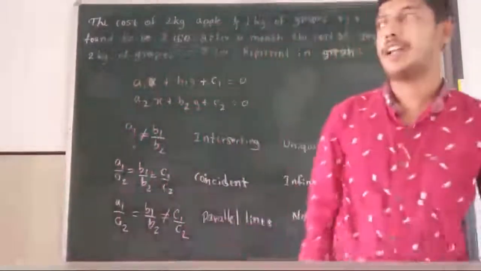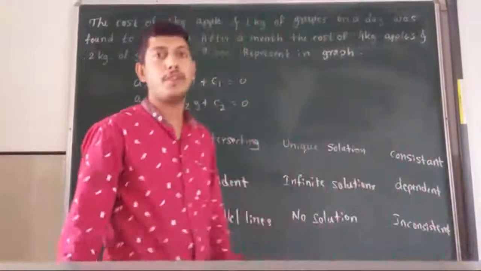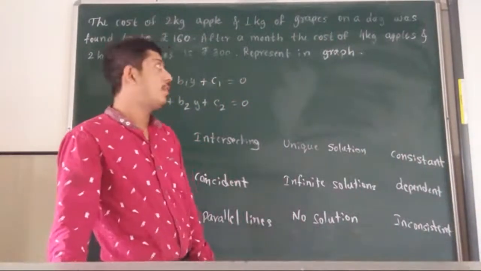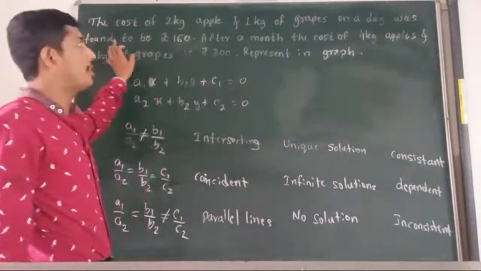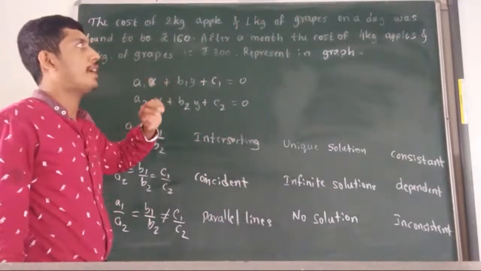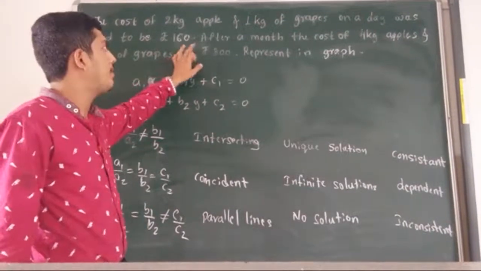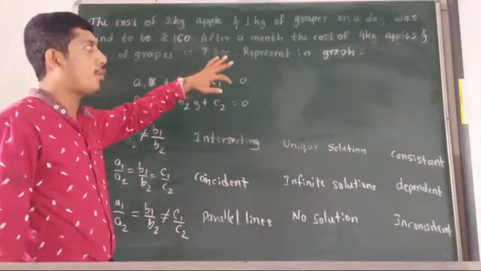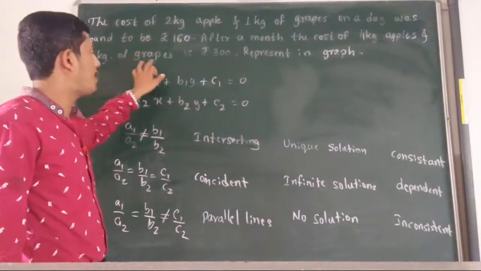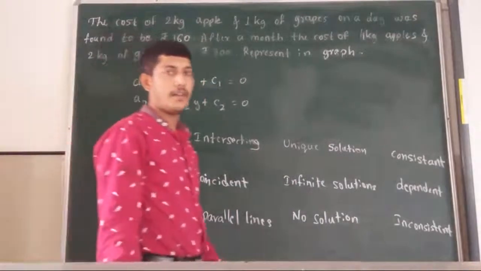So in the previous class we solved two problems related to pair of linear equations in two variables. Similarly, I have here another question. The cost of 2 kg apple and 1 kg of grapes on a day was found to be rupees 160. After a month the cost of 4 kg apple and 2 kg of grapes is rupees 300. Represent this in the graph.